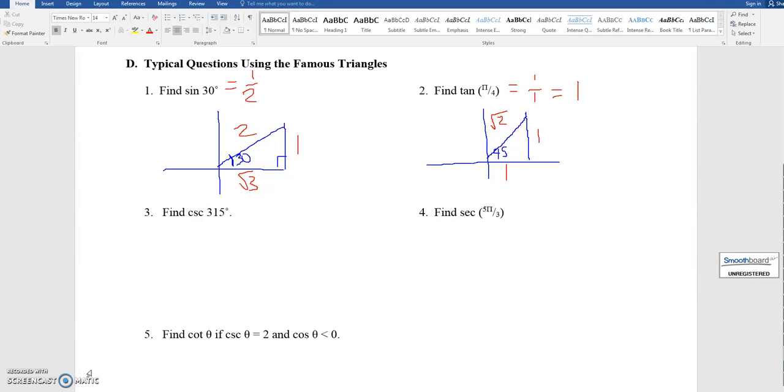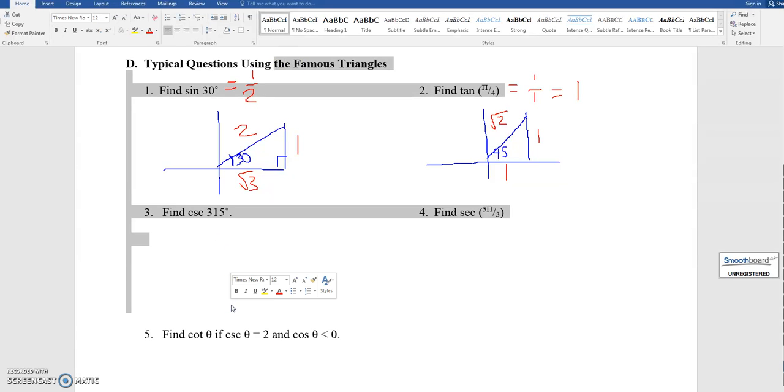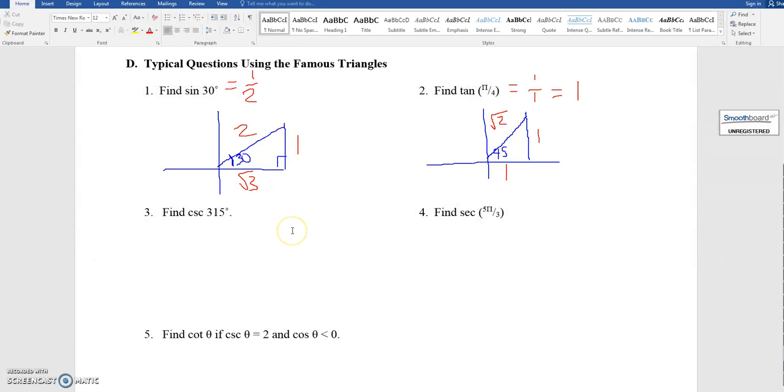Question 3, find cosecant of 315 degrees. Well, now all of a sudden it gets a little bit more difficult. We need to think about where 315 degrees is going to end up. So again, we're going to draw a coordinate plane. Oops, helps if I have the pen selected. There we go. Okay, so where does 315 degrees fall? Remember, we're going to start measuring here and go this way. This is 90. This would be all the way to 180. This is going to be 270. And over here would be 360.